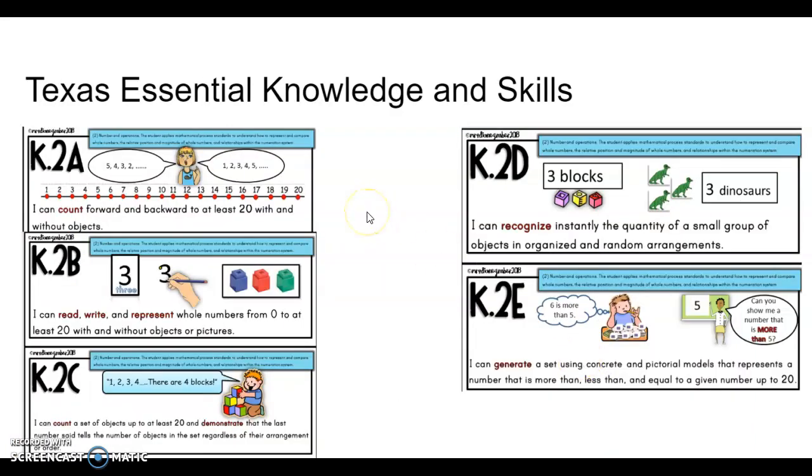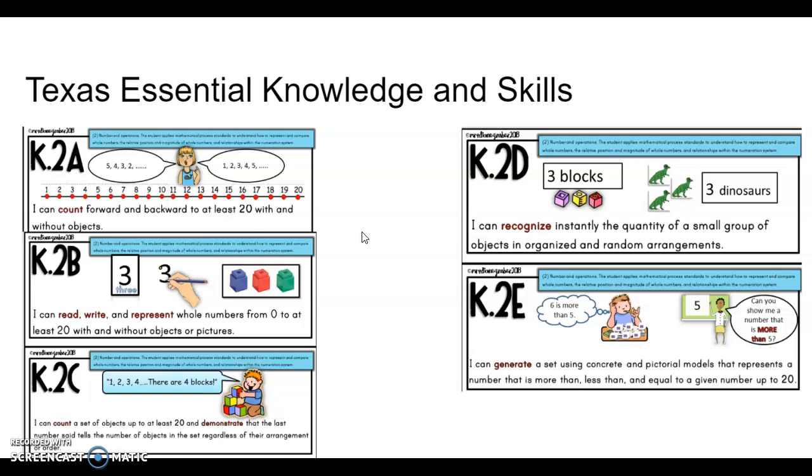You may hear me talking about Texas Essential Knowledge and Skills, TEKS. These are things your child, or you as the student, need to know in order to be successful at the end of kindergarten, ready for first grade. So these are things that we work on during the year. These are the TEKS we're working on this week.